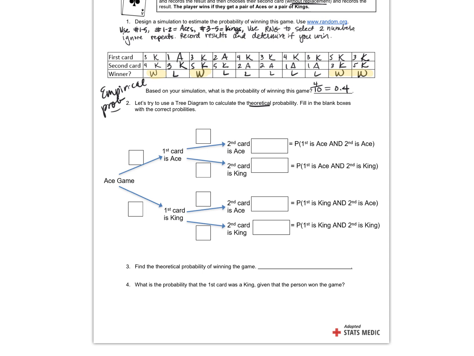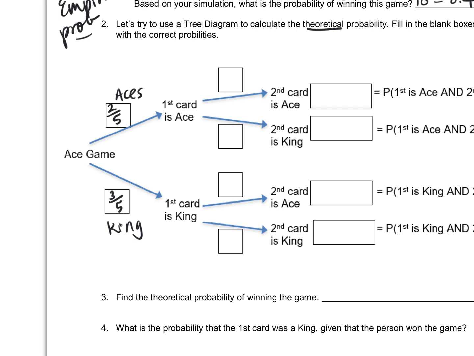All right, so using the ace game, notice the trees, the branches, all the things. So how many aces do I have? 2 out of how many? So I have 2 out of 5 aces. And then down here is kings. So I have 2 options, aces or kings. So that means there's 3 out of 5 kings, right? Because in our hand there's 2 aces and 3 kings, right? All right, now after I draw the first card, how many cards are left in my hand? 4. So this next stage of my tree no longer has a denominator of 5, but of 4.